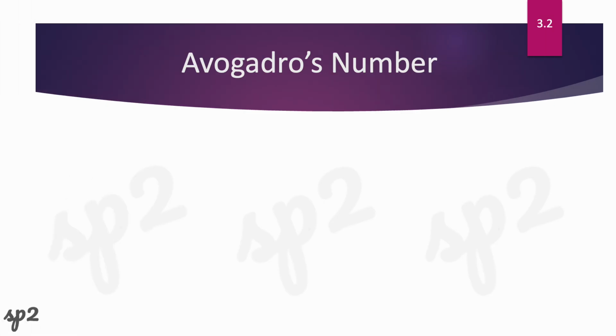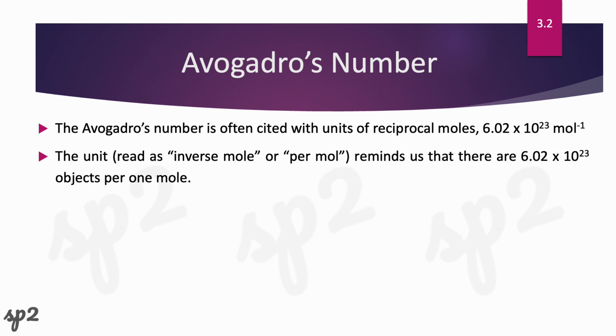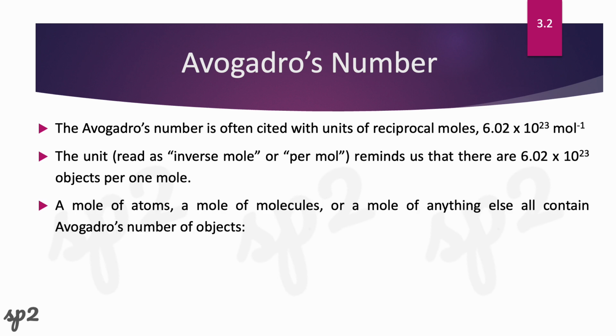Okay, so let's talk a little bit more about Avogadro's number. This number is often used with the unit of reciprocal moles. You can say inverse mole or per mole, right? And that means we always need to keep in mind that there are 6.02 times 10 to the 23 objects if we have 1 mole of anything. So a mole of atoms, a mole of molecules, or a mole of anything else, they all contain Avogadro's number of objects.